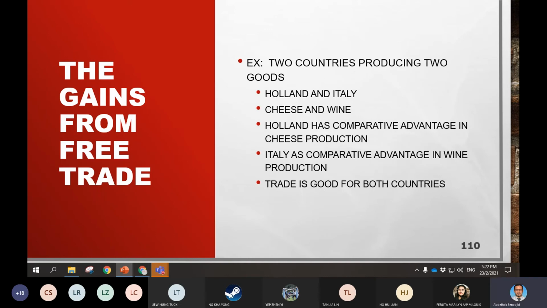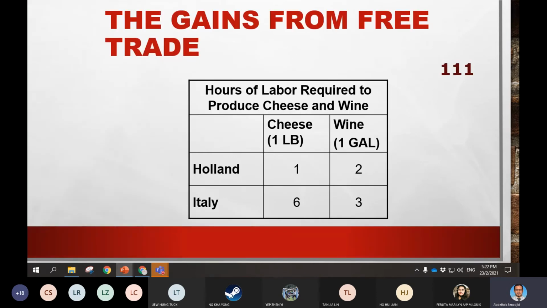We have two countries producing two goods, Holland and Italy, and they produce cheese and wine. Holland has a comparative advantage in producing cheese, and Italy has a comparative advantage in producing wine, and the trade is good for both countries. Why? Let's see. You can see the hours of labor required in Holland to produce cheese and wine. Holland needs 1 hour to produce 1 pound of cheese and 2 hours to produce 1 gallon of wine.